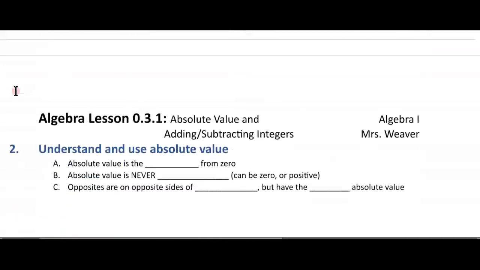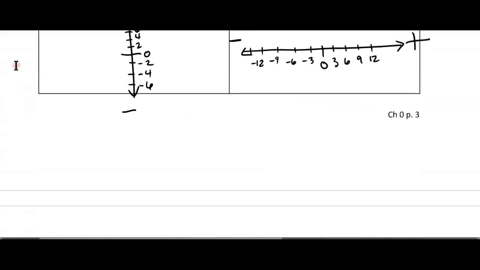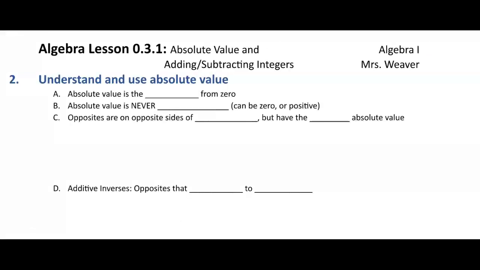All right, so we're going to pause here and do formative exercises. I'll get the numbers for you in just a second. We are going to pick up with absolute value, still in our 0.3.1 lesson.